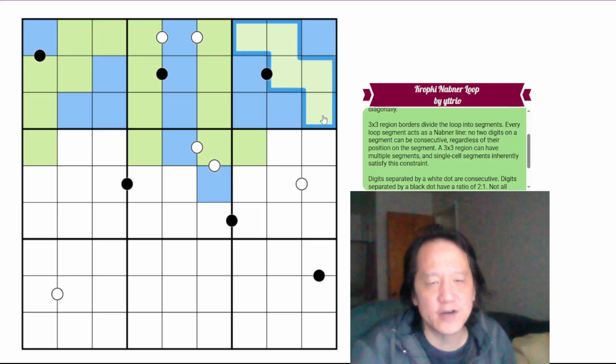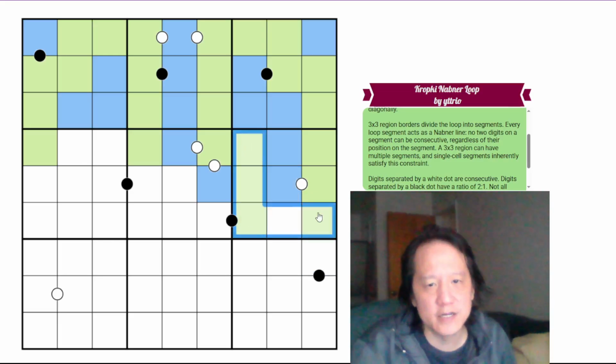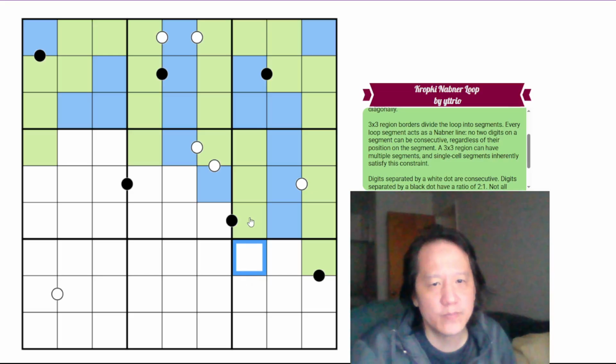So this is 5 in size. It must exit out that way. Cannot connect. This must exit out here. It cannot go this way because they're consecutive. It must go out here. This has to go out here and here. This cannot connect as a 7-length Nabner, so this has to go out here. This could potentially go that way. This cannot go here because that would be touching itself.